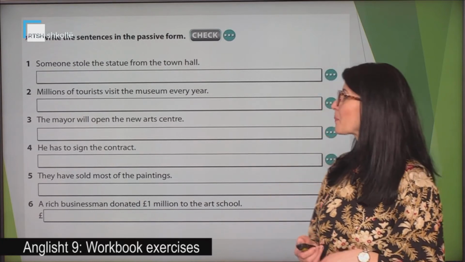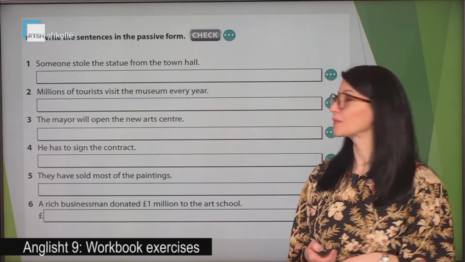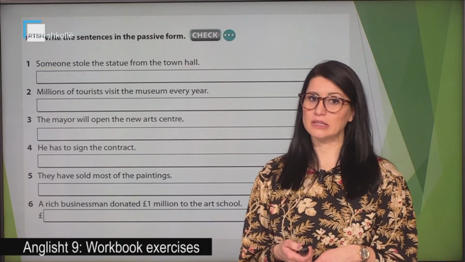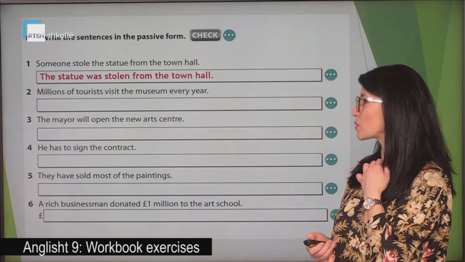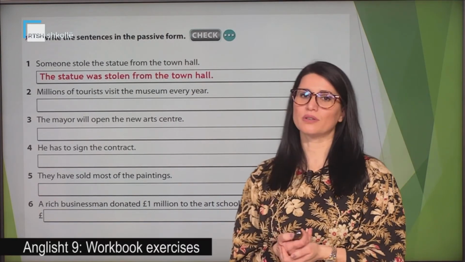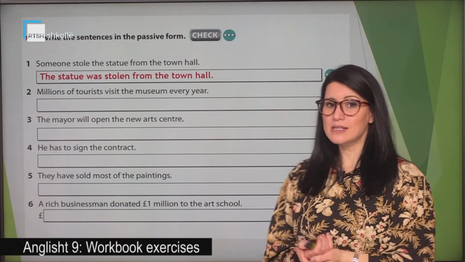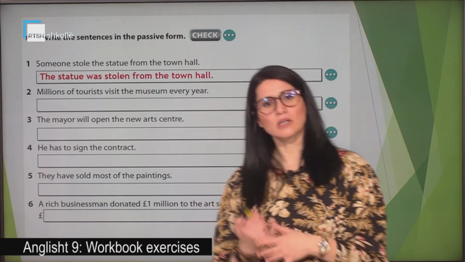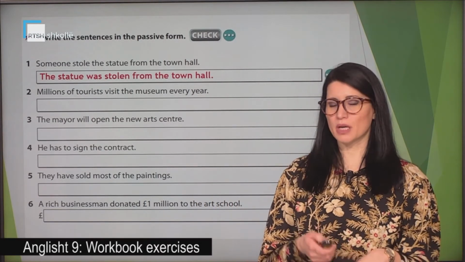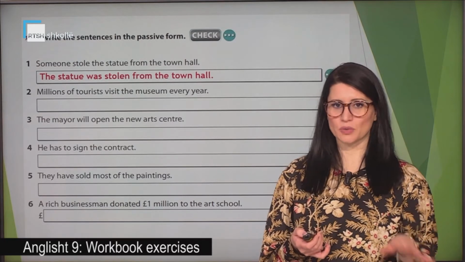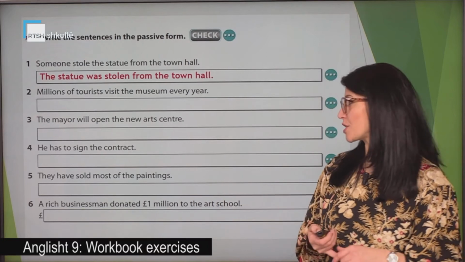Someone stole the statue from the town hall. The verb is stole and it is in the past simple. So the correct sentence would be, the statue was stolen from the town hall. As we can see here, the word someone is not included, it is omitted. This agent is omitted here because it is not important. We are more focused on the action here and not the person who did the action.